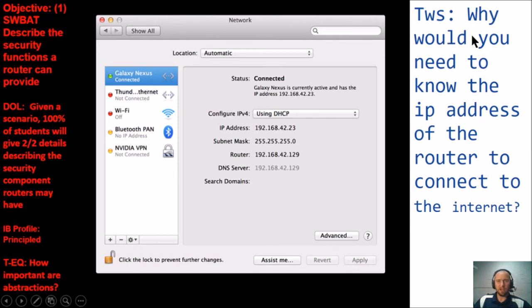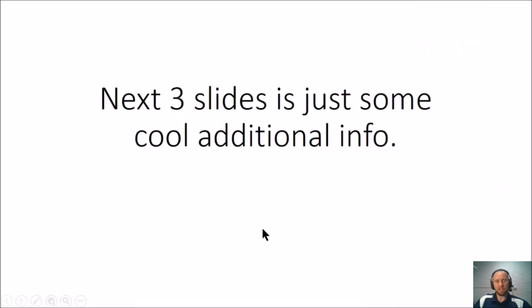So I was thinking, why would you need to know the IP address of a router in order to connect to the internet? These are a lot of numbers, and we have never talked about subnet masks, not even in that AP class. The more you learn about networking, the sooner we'll get to what a subnet mask is, but that's just more than what we need right now.